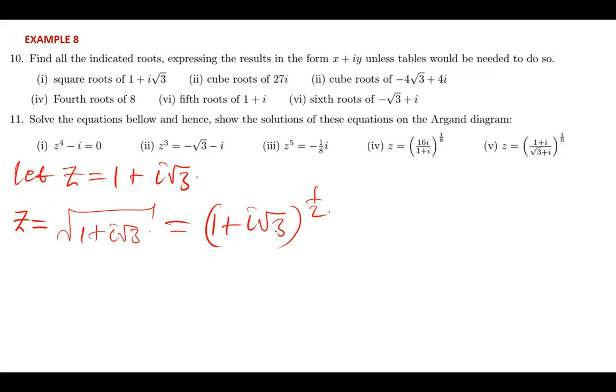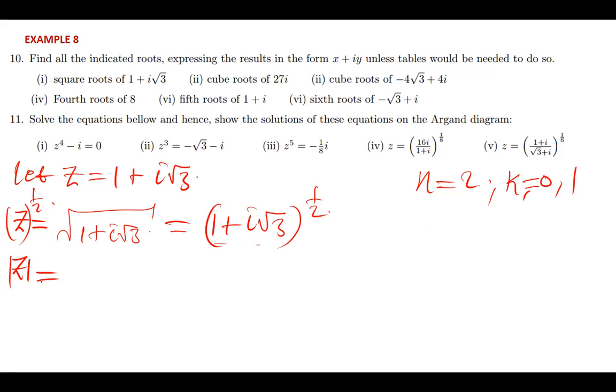In this case, the value of n is equal to 2. The values of k will simply be 0 and 1, because 2 minus 1 is 1. And then we also need to convert this complex number to polar form. So how do we do that? We first have to find the magnitude of z. This one is z to the power half, which is just the same as that.